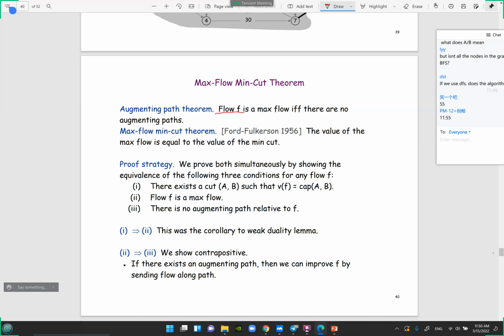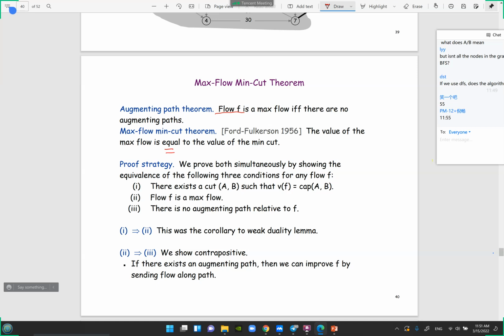And the second theorem is the max flow min cut theorem, which is that the value of the max flow is equal to the value of the min cut. Now the previous weak duality said that the max flow is less than or equal to the min cut. So the max flow cannot be more than the min cut. But it could be that the max flow is strictly smaller than the min cut. That could be the case. However, using this theorem over here, we have that no, the max flow cannot be smaller than the min cut. The max flow is in fact equal to the min cut. So that's what we're going to try to prove.